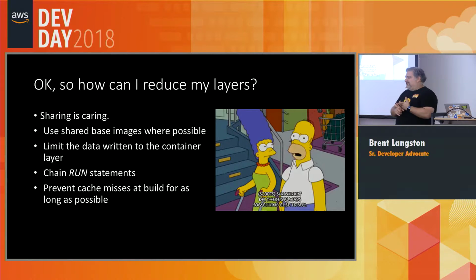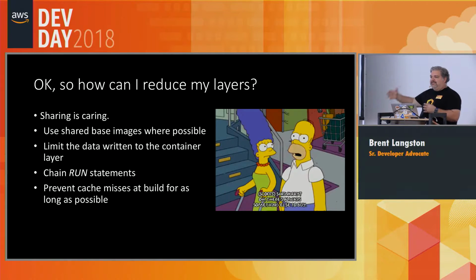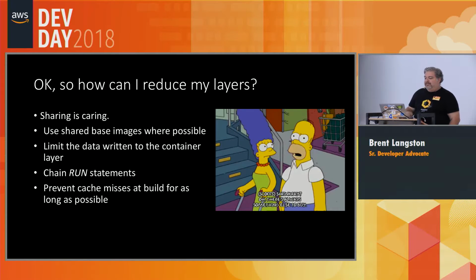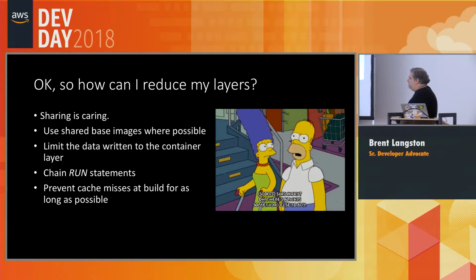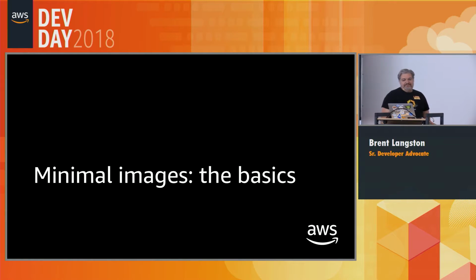So if you can't do it in Scratch and you can't do it in Alpine, then let's look at whether we are doing the right thing to begin with. And if we decide we're still doing the right thing and you need Ubuntu or something like that, then we'll do it. But for the most part, we try to limit the base image so that as we push things out, we have a shared starting point and we don't have to re-download the base image every time. Limit the data that's written to the container, and chain RUN statements together. We're going to look at all of these things in a little more detail, and then prevent cache misses for as long as possible. So we're going to look at techniques for that.